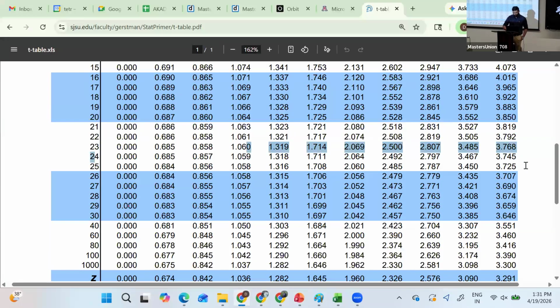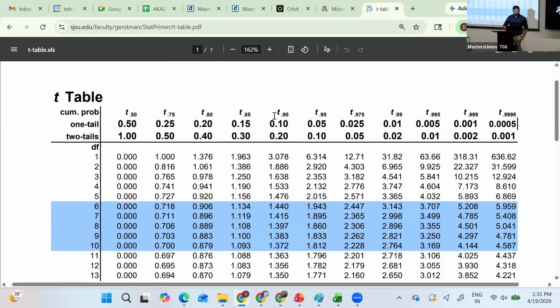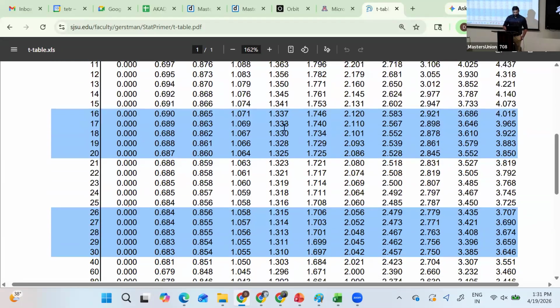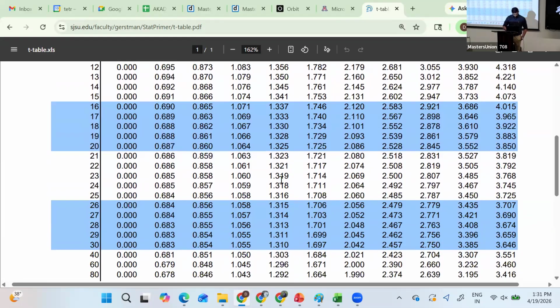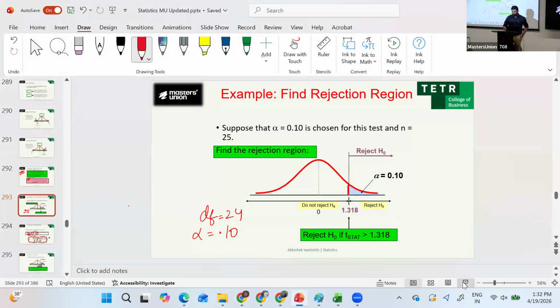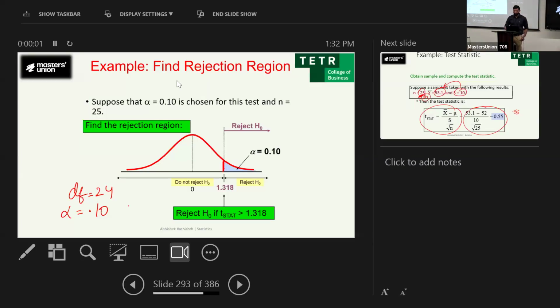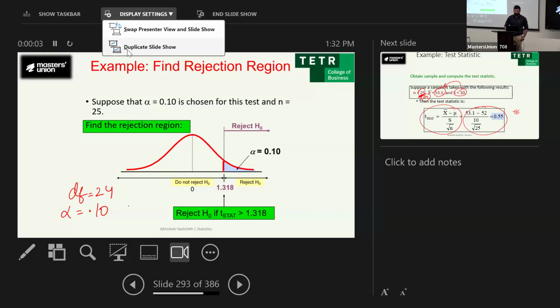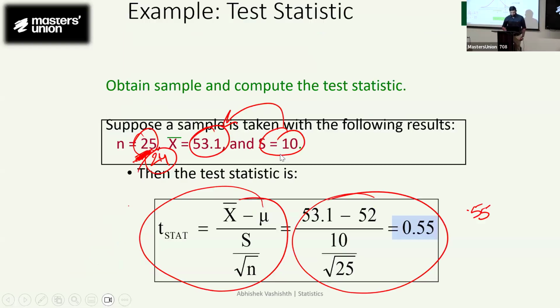Degrees of freedom is 24 and we are talking about one tail 0.1. So 0.1 and then 24: 1.318. 1.318 is the T critical value. And then you find out the T statistic value. If the T statistic value is more than 1.318, reject. If it is less than 1.318, do not reject. So it is less than this, so do not reject.